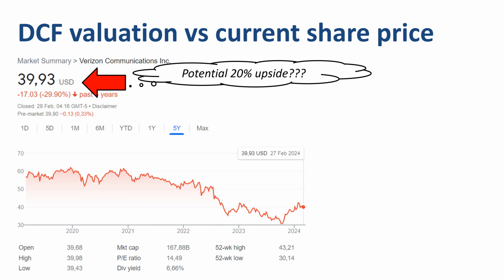If $50 or even $65 or $71 is an accurate estimate of the value of the share, then the current share price in the market would be undervaluing the share. If.